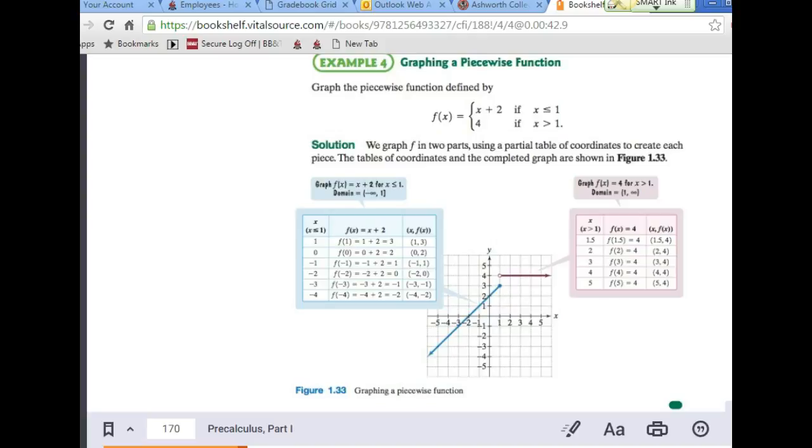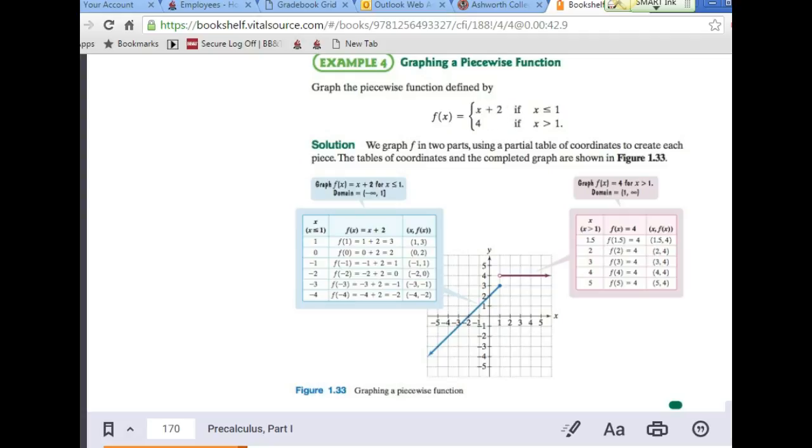Hello again. We're looking at example 4 of your pre-calculus textbook. This is lesson 1-3 about functions and graphs. On example 4, this one specifically is called a piecewise function. And what a piecewise function is, it's literally pieces, like two different equations going on.